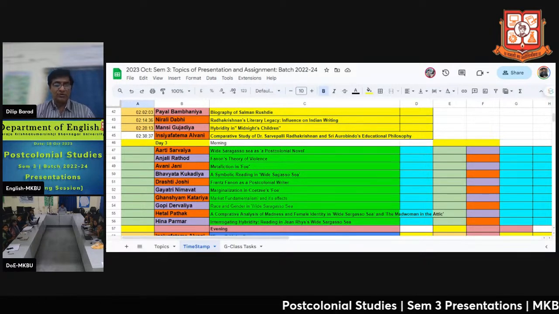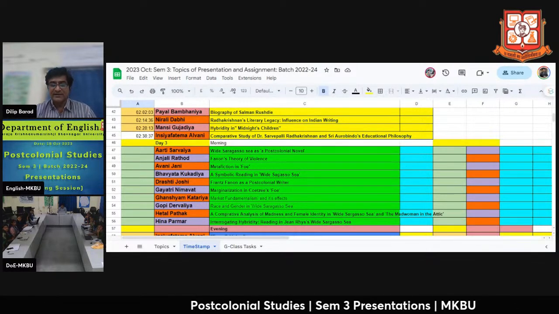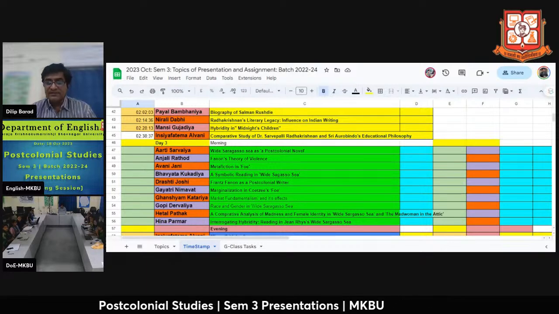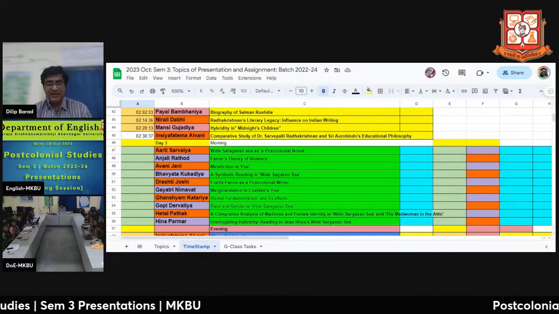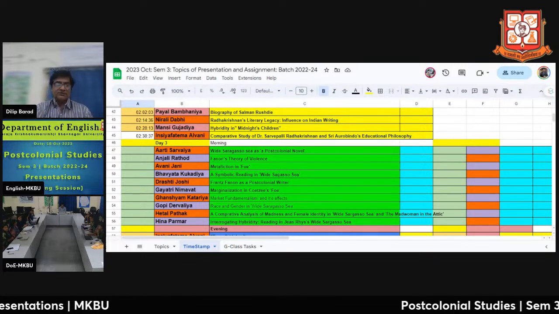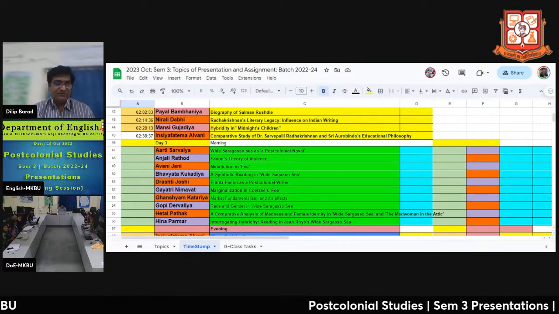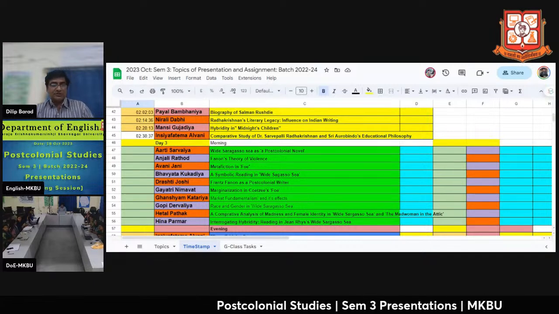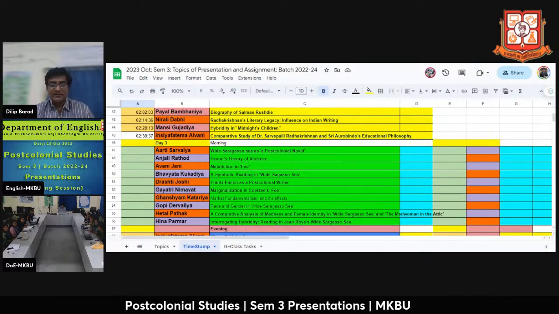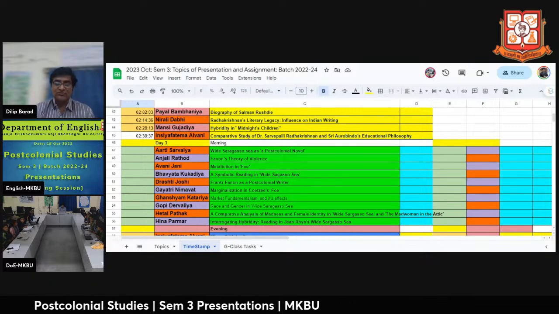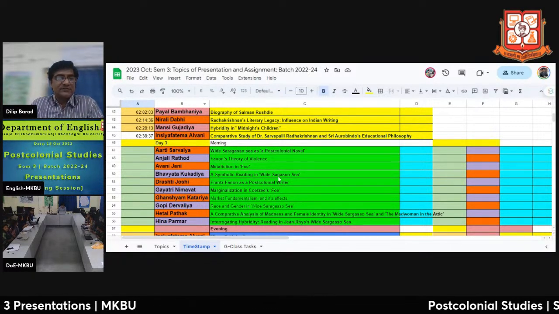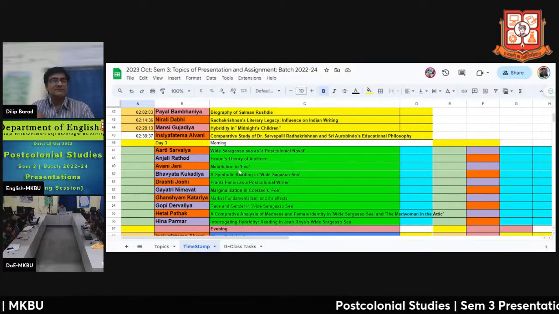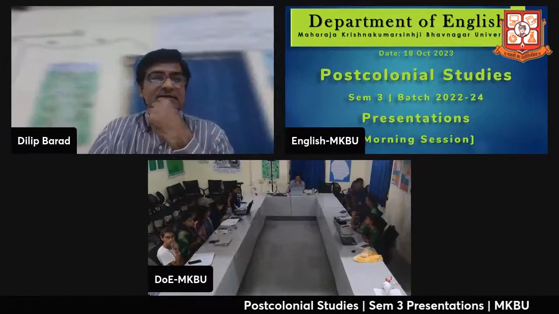Hetal's presentation on a comparative analysis of madness and female identity in Wide Sargasso Sea and The Madwoman in the Attic. And last, for the morning session, will be by Hina, interrogating hybridity, reading in Wide Sargasso Sea. Okay, so let us start with the first presentation. Aarti, you can start.